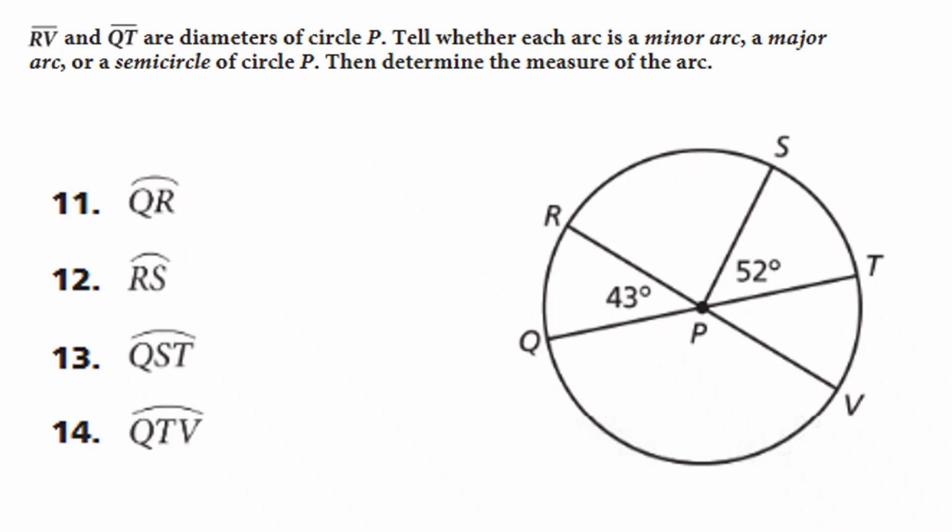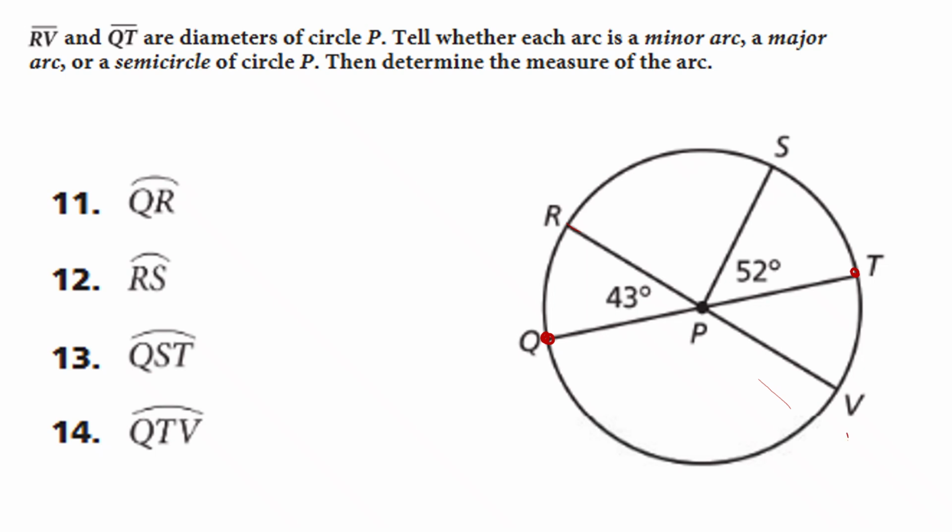Okay, one more. RV and QT are the diameters of the circle. Where is RV? So this is Q, this is T. So it is a straight line, so it is a diameter. And RV is also a straight line and it is a diameter. So try to find it out.